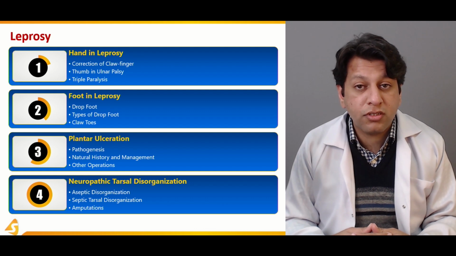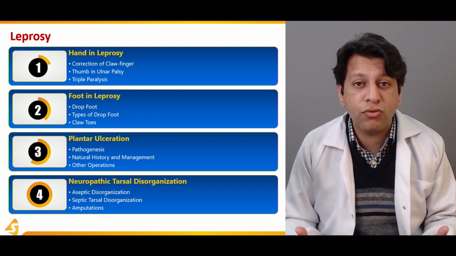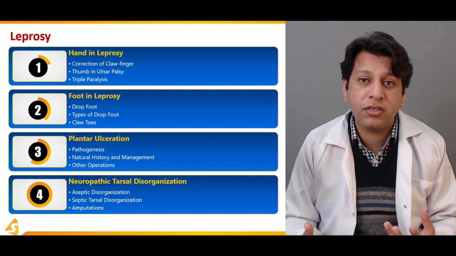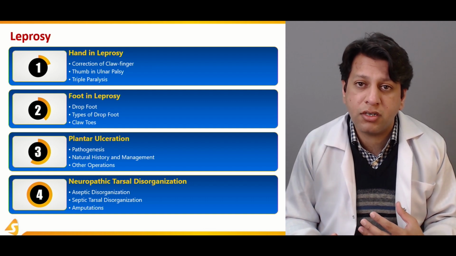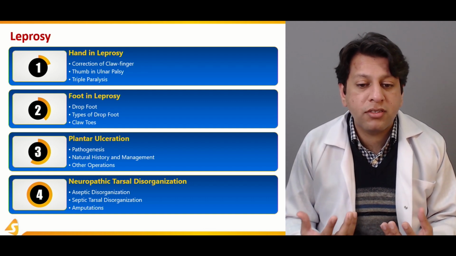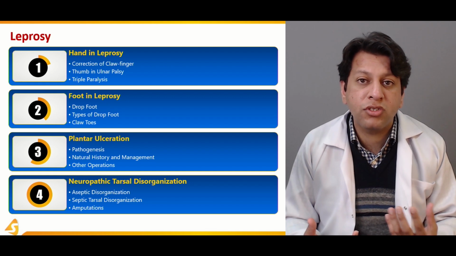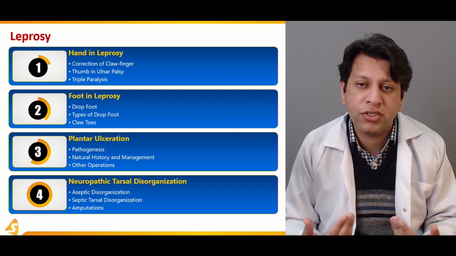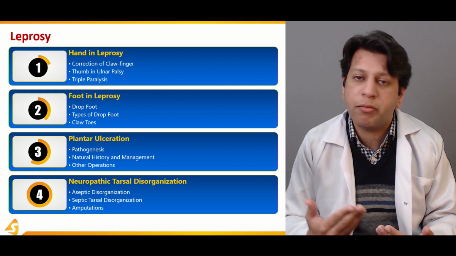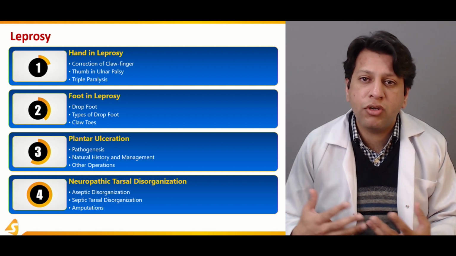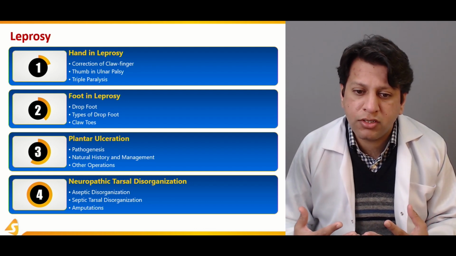As you know, this is a neuropathic foot, and eventually inadequately reduced fractures usually result in aseptic tarsal disorganization, while septic tarsal disorganization is due to infection which is spreading from the plantar surface up to the dorsal surface, eventually causing tarsal disorganization.